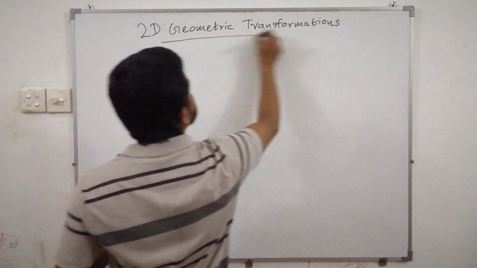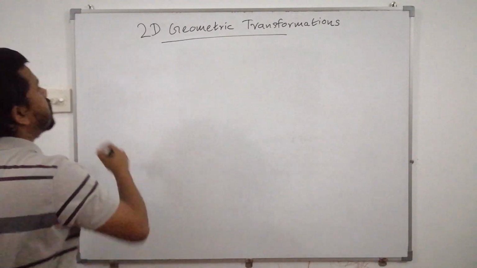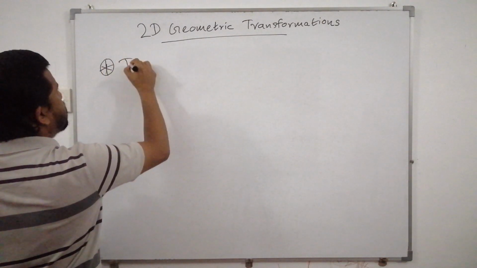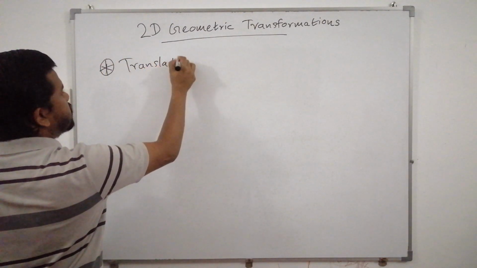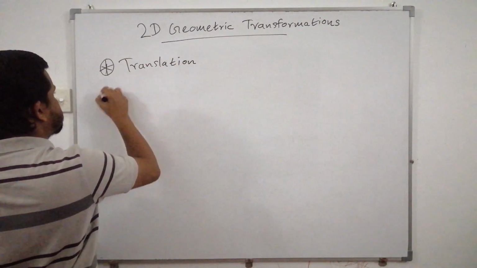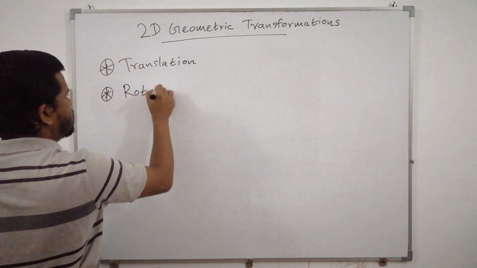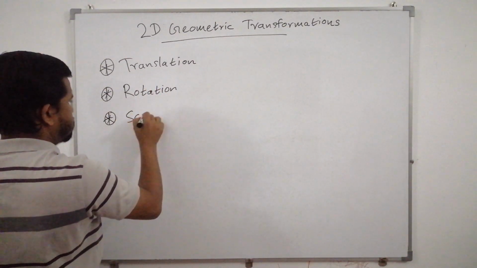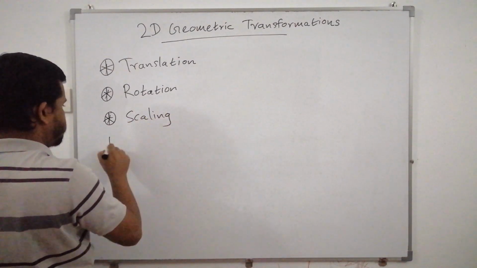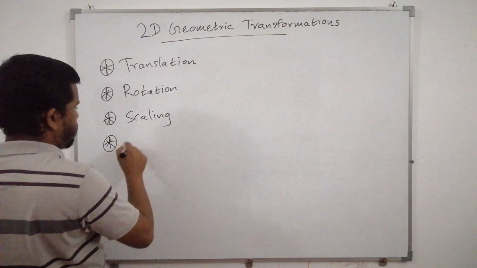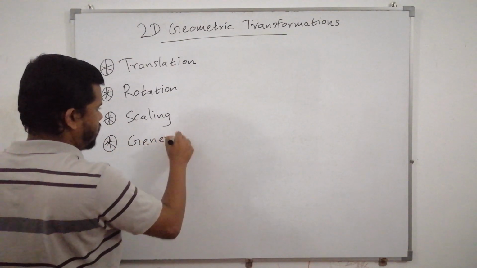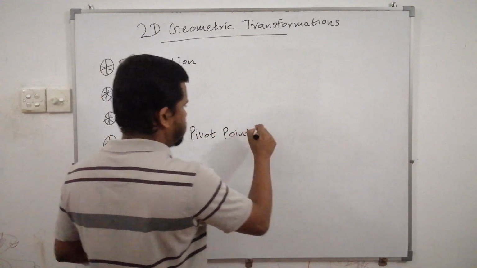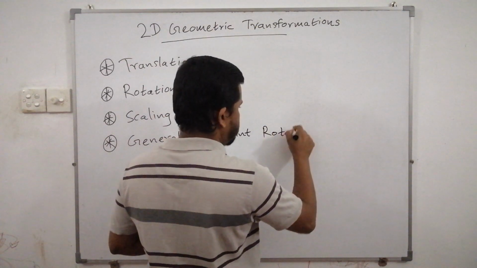Here, I'm going to discuss five transformations. First one is translation. Then I will discuss rotation. After that, scaling. General pivot point rotation.